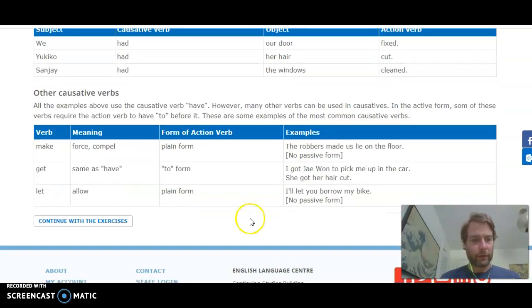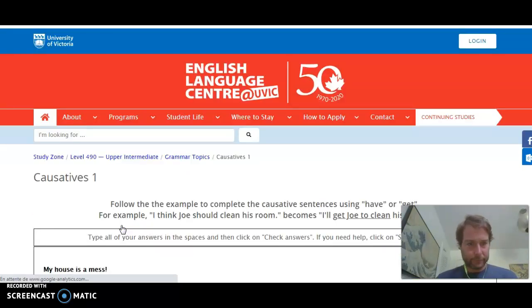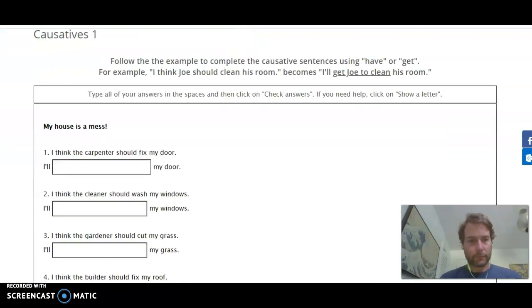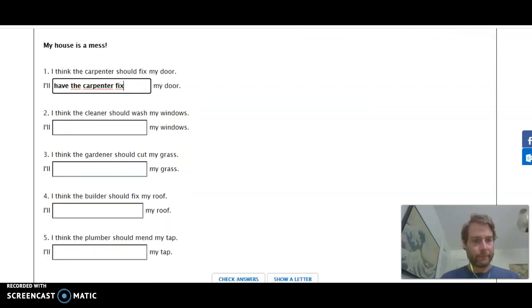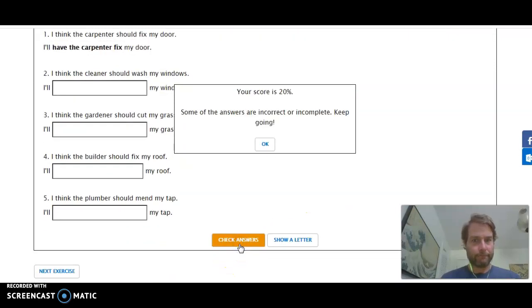If you go further down over here, continue with the exercises. I think the carpenter should fix my door. Like it's a mess in the house. So the person wants stuff to be fixed. I think the carpenter should fix my door. I'll have the carpenter fix my door. Check answers. 20% because this one is good.